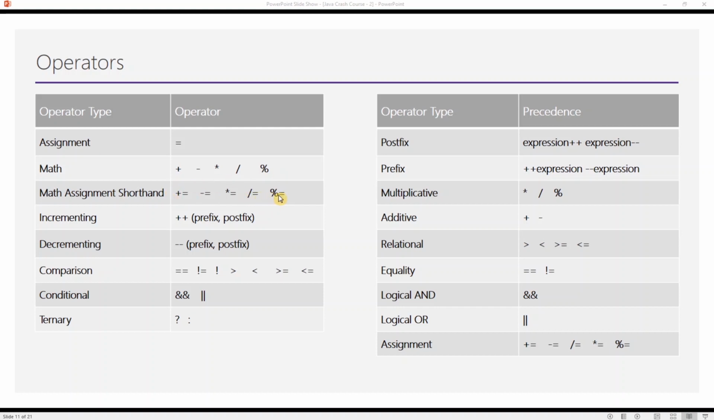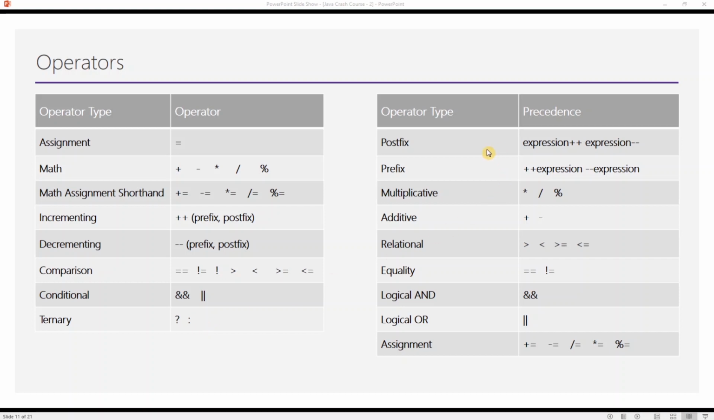These shortcut math assignment operators, as well as the incrementing and decrementing operators, are to be used in cases where we have to modify the values of the variables. Then there are the comparison operators for comparing values, conditional operators to evaluate multiple conditions that each come out to be either true or false, and the ternary operator that shortens the if condition to do one thing if the condition evaluates to true, or to do something else otherwise.